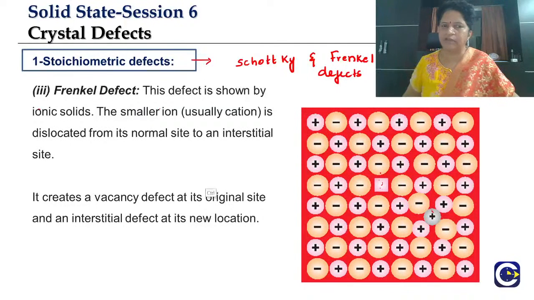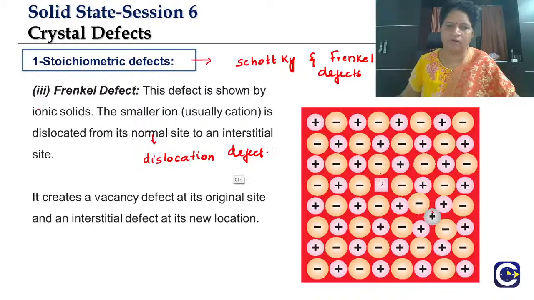What can the other name be? When something goes from one place to another place, what do we call it? Dislocation. So the Frenkel defect can also be called a dislocation defect. What is happening? It's creating a vacancy in its original place, so we can also call it a vacancy defect. Because it's occupying an interstitial site, we can call it a dislocation defect or an interstitial defect.